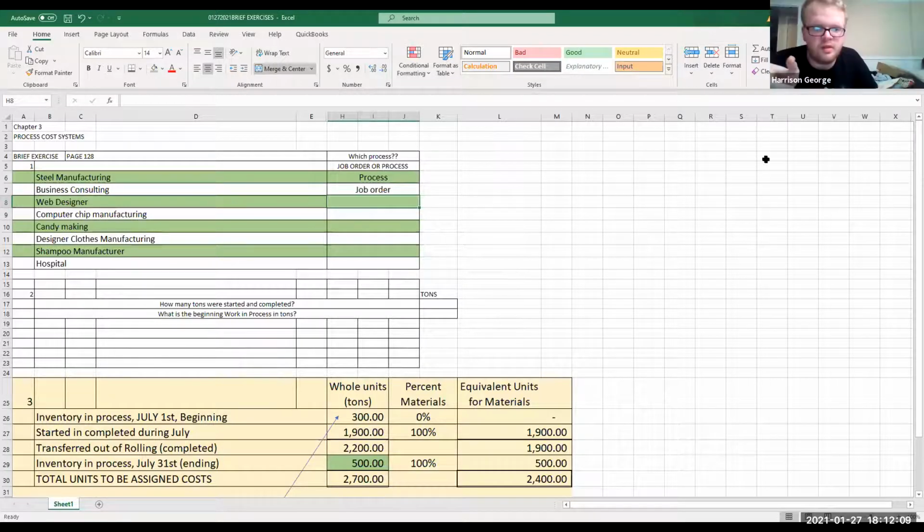Okay, a web designer would be a process. They're making clothes. No, a web designer is not making clothes. I don't know then. It's okay. It's a website. A designer makes clothes, but a web designer designs a website. It takes a lot of time to make a website.